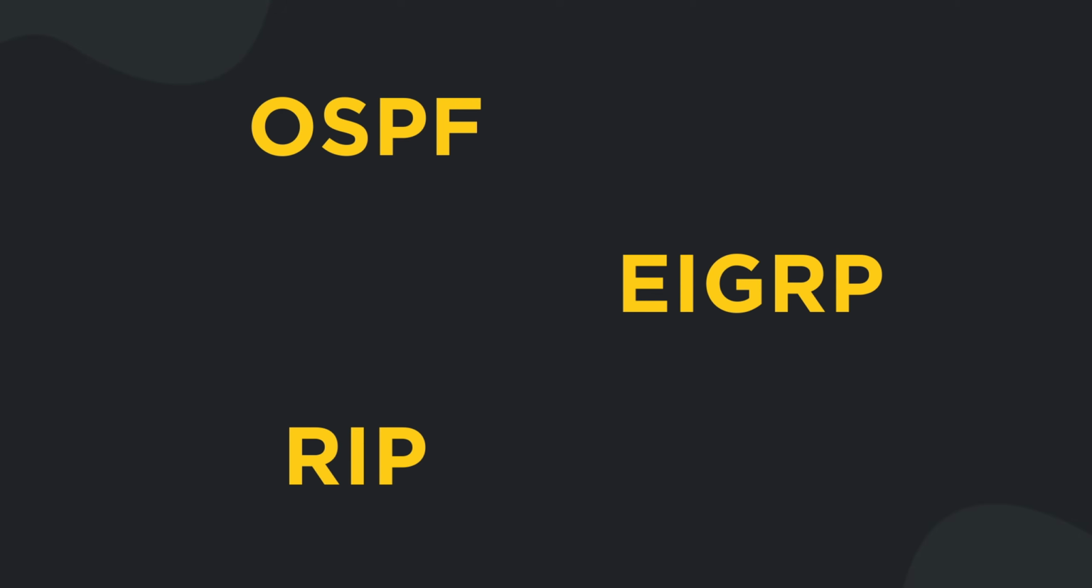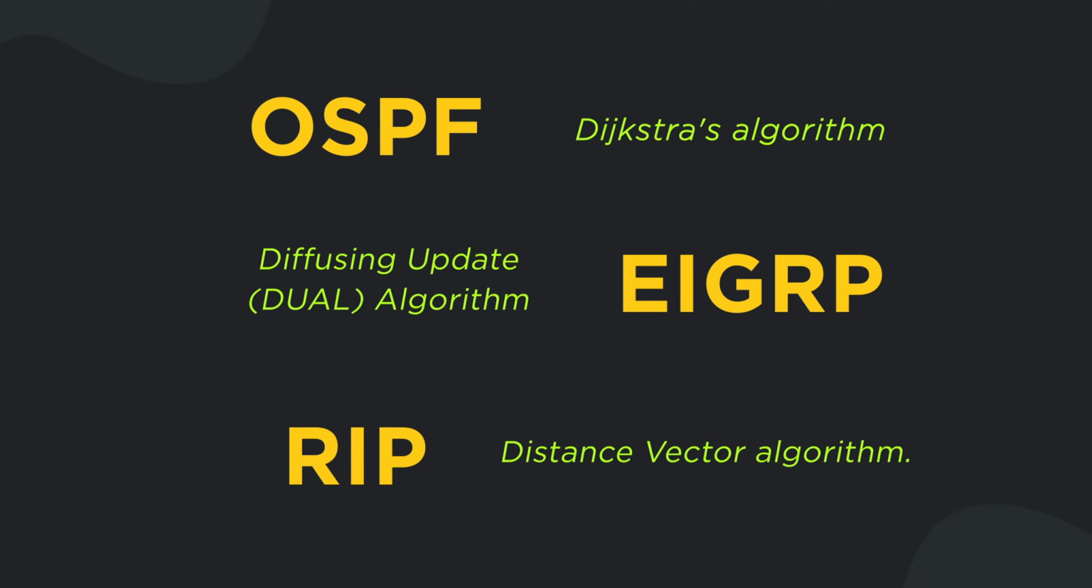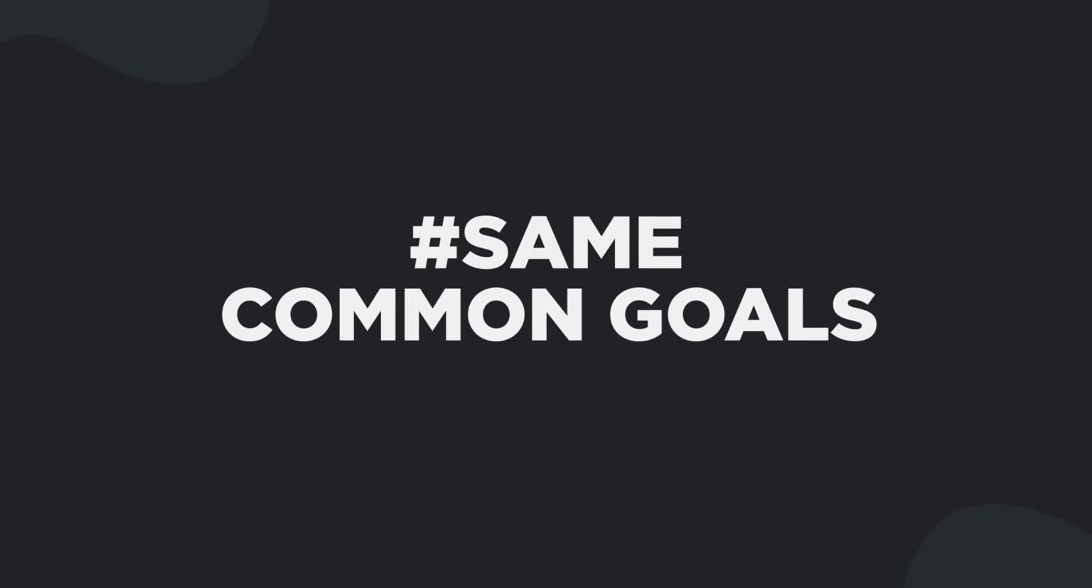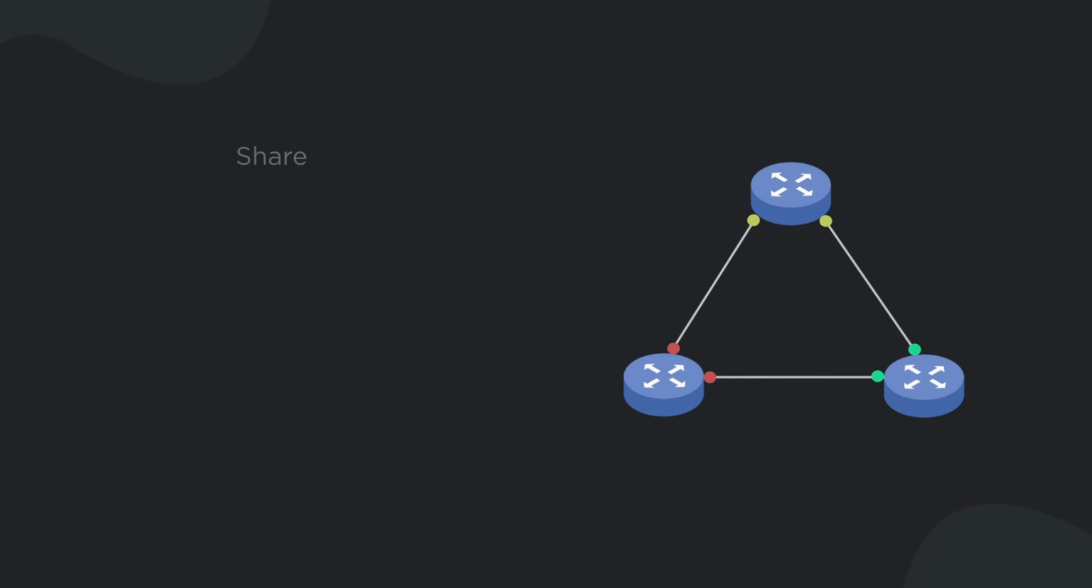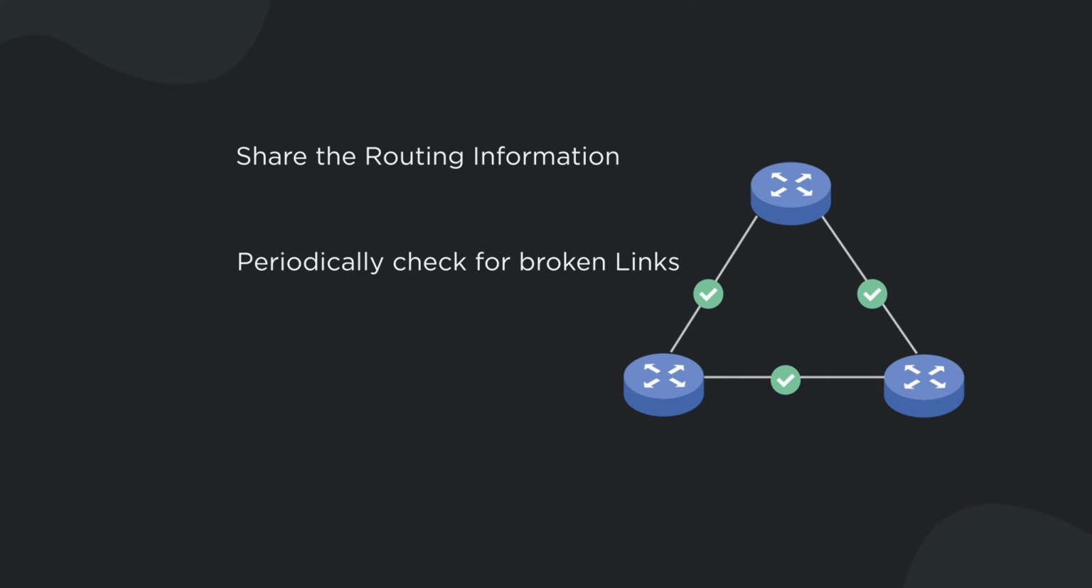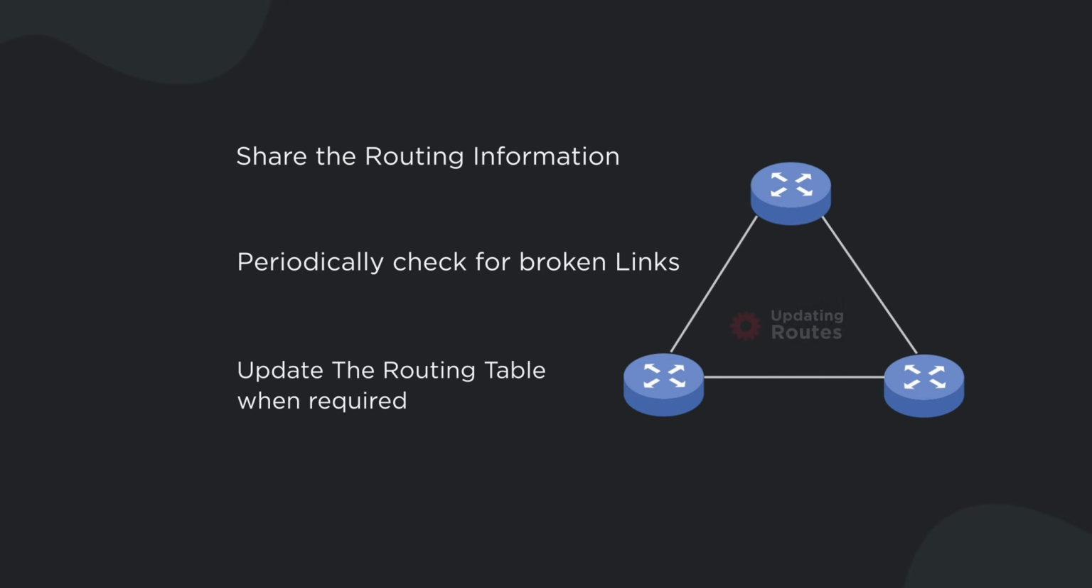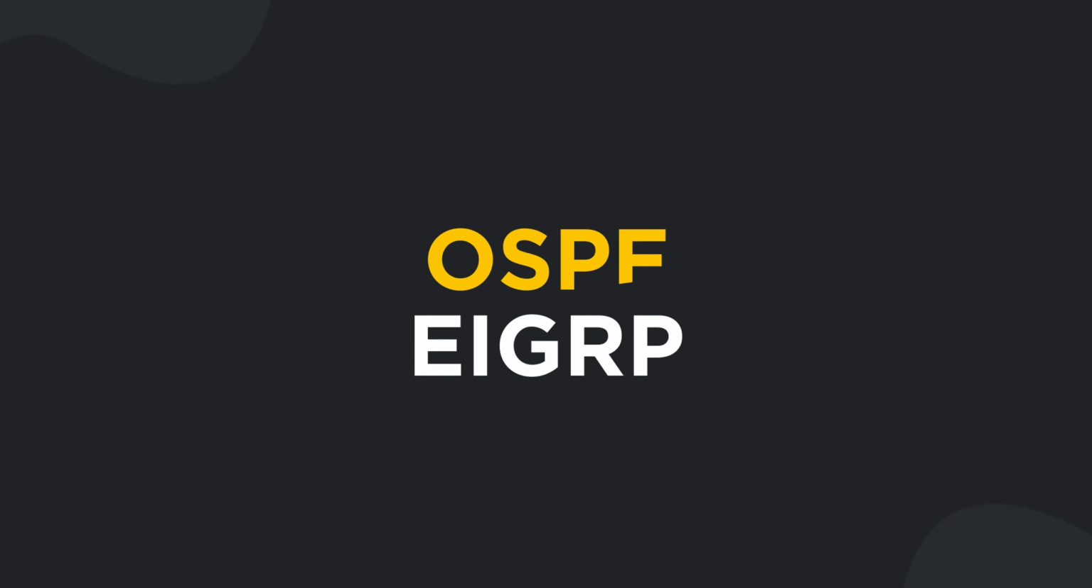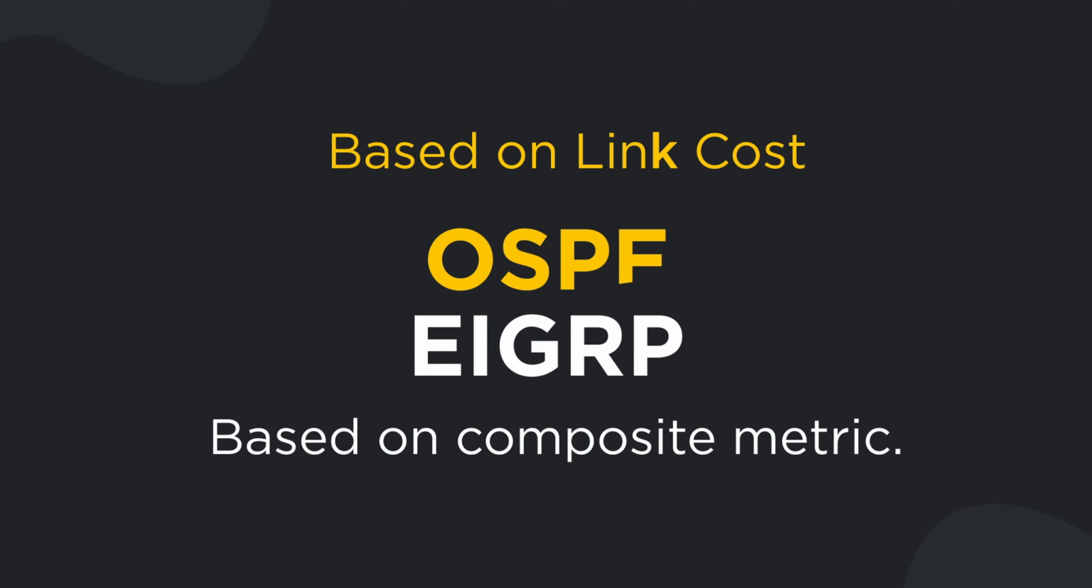Each of these protocols has its own way of working. However, they try to achieve the same common goals. First, share the network information with other routers. Second, periodically check for changes in the link. And third, update the routing link if necessary. Some protocols such as OSPF and EIGRP use an algorithm to find the best available link possible.